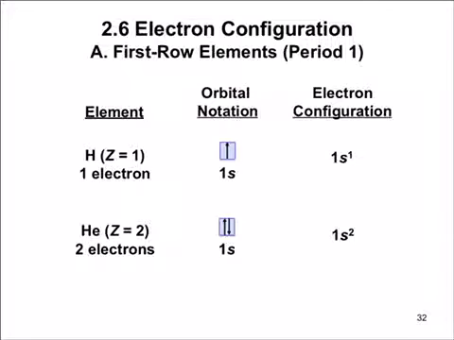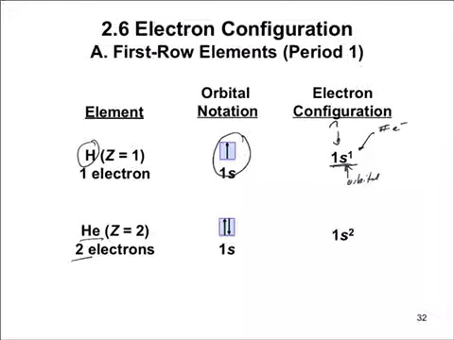So here we have box diagrams and electron configurations for the first row elements in period 1. So they are hydrogen, which has got one electron. That one electron is going to go into that 1s orbital. Now we can shorthand this as writing 1s1. In other words, this is the energy level or the n value. This is the orbital. And that is the number of electrons present.